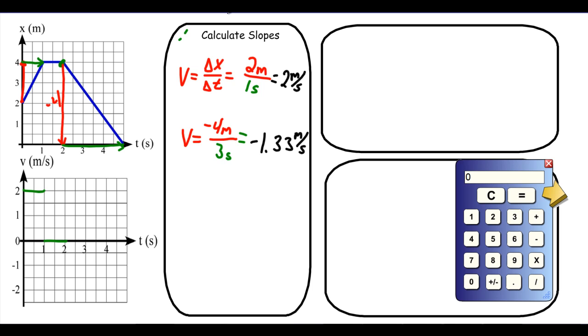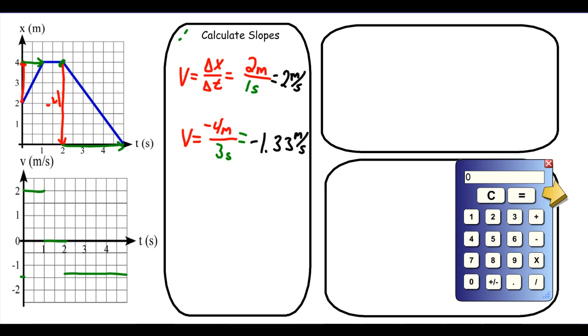Now I don't really have to use my calculator on this, but it's going to be negative 1.33 meters per second. So how would I draw that? Well, I go down to the negative side of my velocity time graph. And from 2 seconds to 5 seconds, I'm going to put my line horizontally at negative 1.33. So negative 1.5 is right there, and so it's going to be somewhere between negative 1 and negative 1.5. It would look something like this. So there's my VT graph from my XT graph.